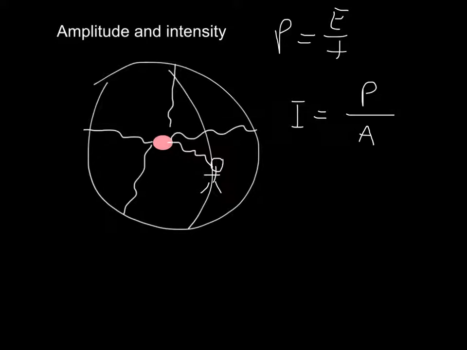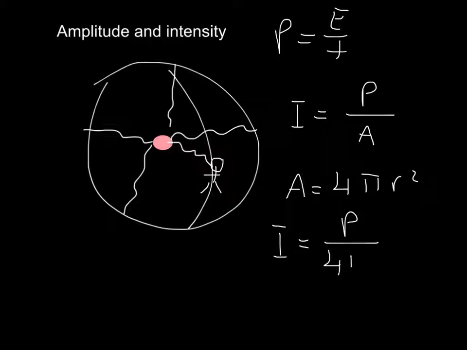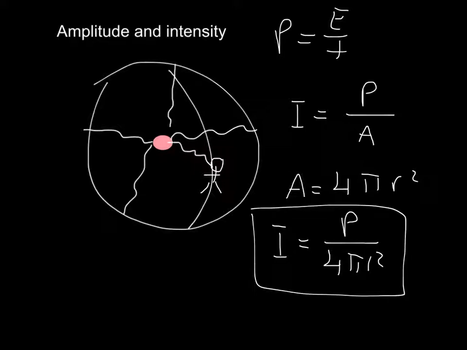Now, hopefully you know what the surface of a sphere is. If you don't, here's the formula. The area of a sphere, not the volume, but the area of a sphere, is 4 pi r squared. Therefore, if I want to calculate the power at a certain distance of my little light bulb, then all I need to do is to replace that area by 4 pi r squared. So it's going to be the power of the light bulb divided by 4 pi r squared. And this will tell me how much power is reaching me at that distance.